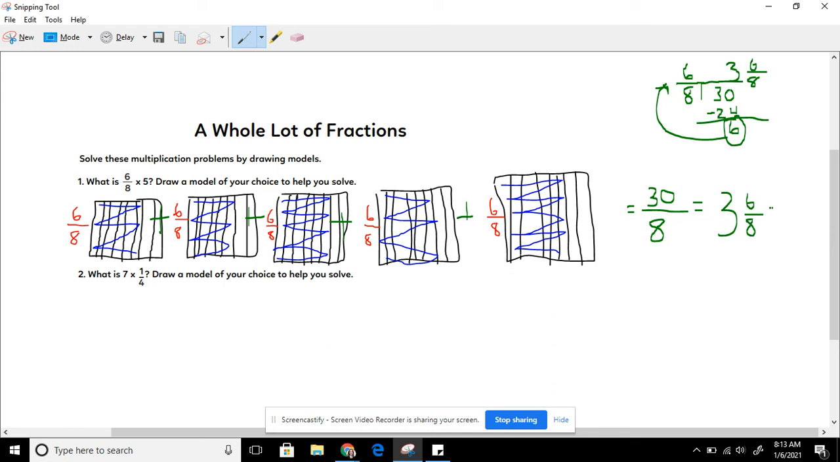And this can be simplified. If you give me the answer of 3 and 6/8, I'll take that answer. You can always simplify the fraction too. 6 and 8 can both be divided by 2. 6 divided by 2 is 3. 8 divided by 2 is 4. So 3 3/4 is equal to 3 and 6/8. It's just a simplified fraction. So I take that answer as well. All right, so that's number 1.